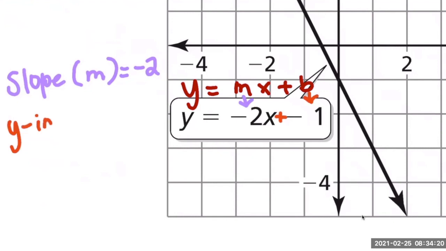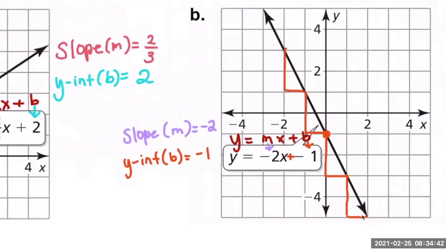And on this one, you can easily go back and check your work by looking at the graph. So this would be our y-intercept, which is negative 1. Our slope is negative 2, which means we have a rise of 2 and a run of 1. And if that works out, that means we did it correct.